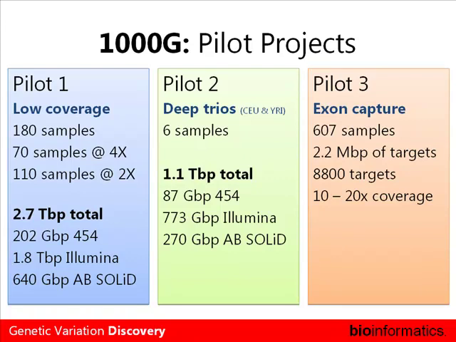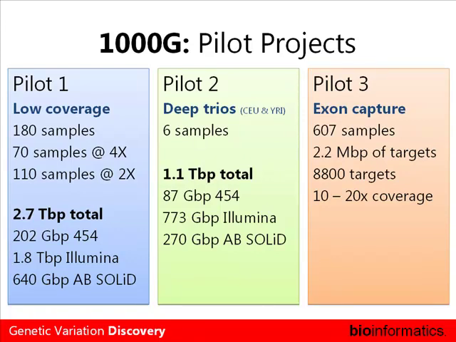Now, this slide has been updated a little bit from what you have in your printout. It shows we have three major pilot projects within the 1000 Genomes Project. What is pilot one? Pilot one is low coverage. We have many samples that are between 2 and 4x. We have 2.7 terabases of data for that project, most of it being Illumina, then SOLiD, and then some 454. The project I've been most involved with is the Pilot 2 data, which are deep sequence trios. We have a European trio and an African trio. And so we have 1.1 terabases of data there.